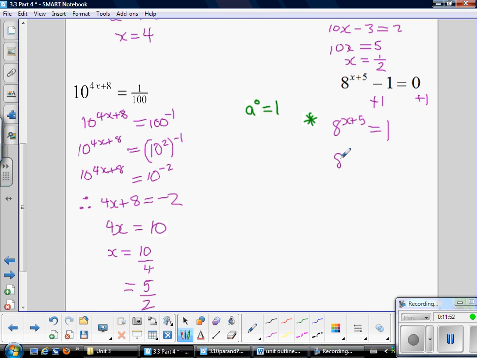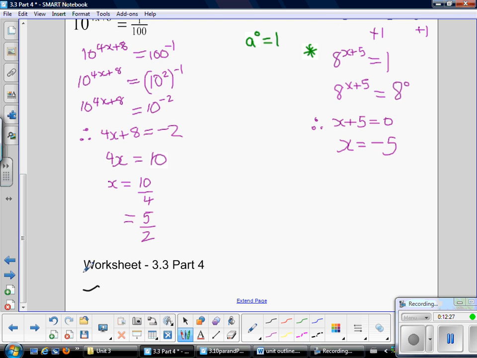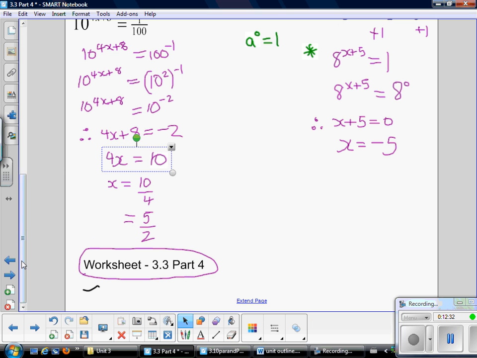So we're going to keep 8 to the x plus 5, and we're going to change 1 so that it's 8 to the 0. The reason being 8 to the 0 does equal 1. Okay, so now my bases are the same. They're both 8. Therefore, it means that x plus 5 must equal 0. Therefore, we have our x equals negative 5. Okay, so that's the last kind of working with exponent laws. So what you have to do is a worksheet dealing with this. Okay, it's really not that bad. I've done a lot worse things than this.